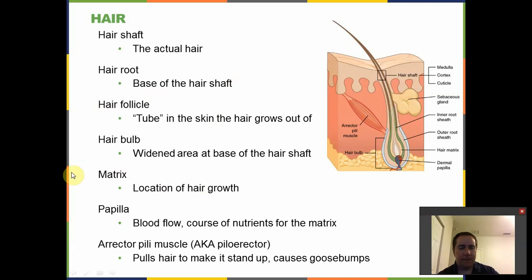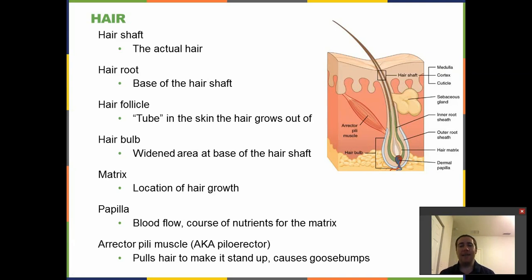The matrix, the hair matrix, is the actual location, the exact spot where the growth occurs. And that is at the very bottom of the hair shaft. And so we see that at the bottom of the hair shaft, we have a wider area. That is the root. But the very bottom tip of it is the matrix. And that is where the growth is going to occur. Every time we make a new hair cell here, it's going to push an old one up. And so the hair is going to move up one cell at a time.